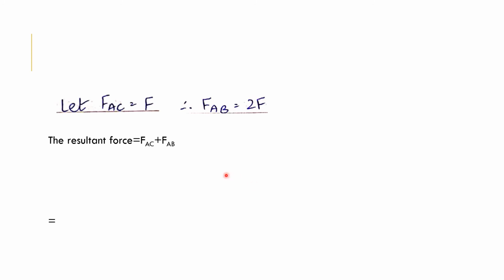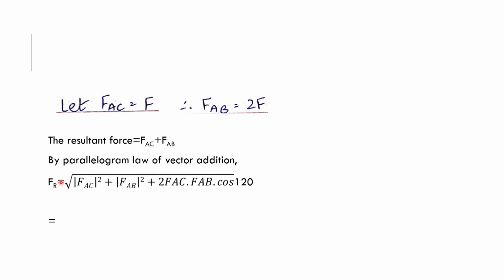Now we can substitute. Let FAC be equal to F, then FAB can be 2F. This is just to substitute in that formula. The resultant force of FAC plus FAB, by vector addition using the parallelogram law, is FR, equal to the square root of FAC square plus FAB square (magnitudes only) plus 2 FAC into FAB into cos of the angle between FAC and FAB, which is 120.